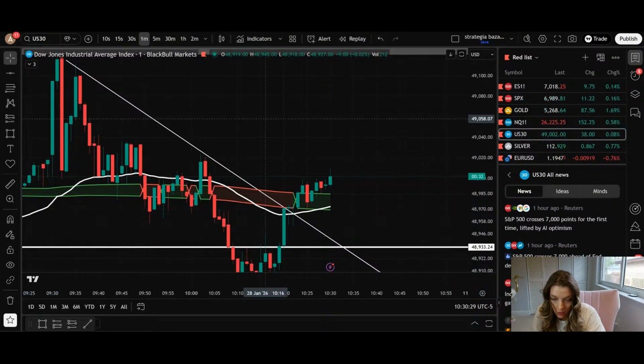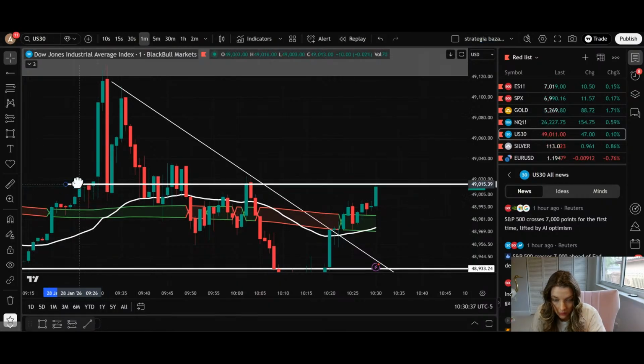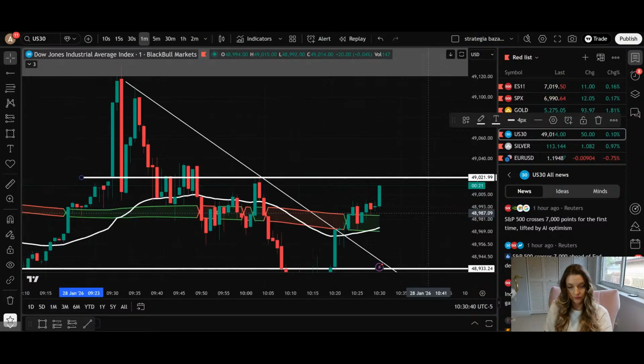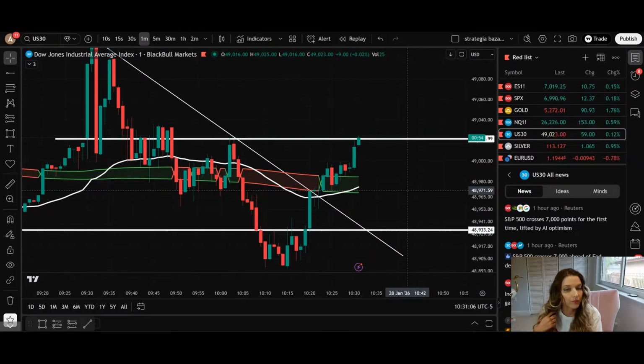Okay, so we are at the opening. This is where the price opened. Here we go. This is the open. Just gonna get some liquidity. Let's see if it's gonna grab some.